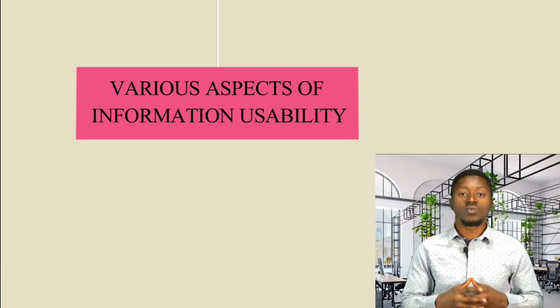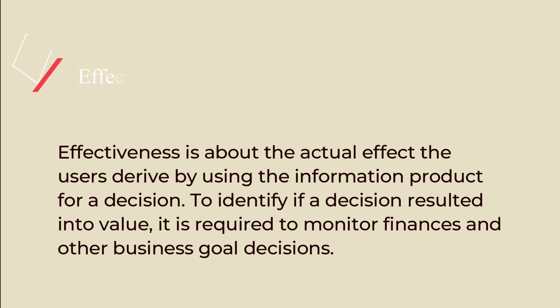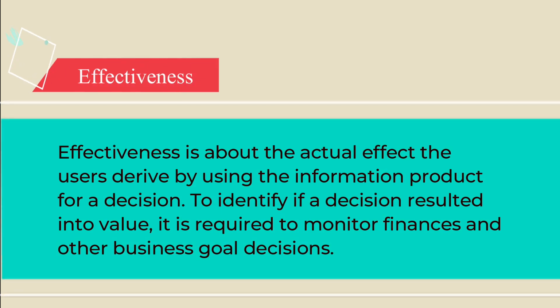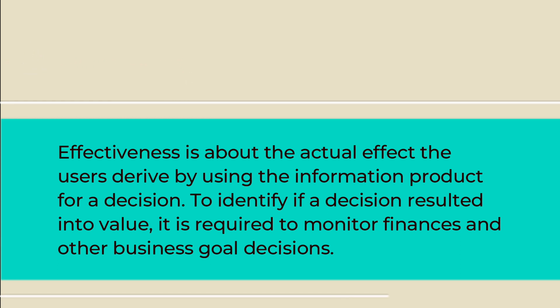Next, we are going to talk about various aspects of information usability. The first aspect is effectiveness. Effectiveness is about the actual effect that users derive by using the information product for a decision. To identify if a decision resulted into value, it is required to monitor finances and other business goals decisions.